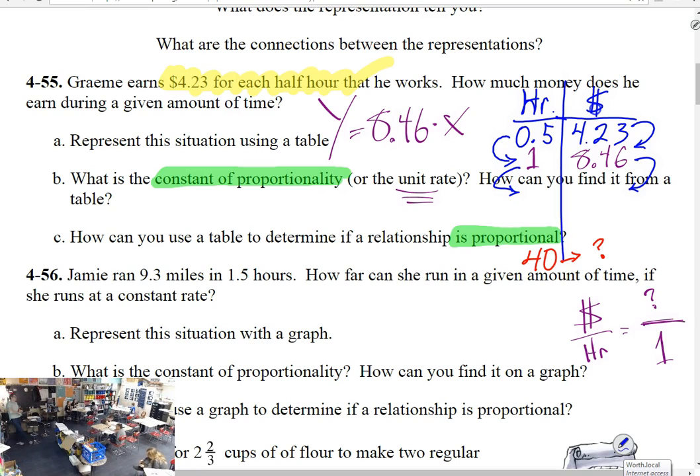What else tells me it's proportional? There's got to be one other thing, because this nice going up could happen when it's not proportional. Think about the graph. What two things did the graph need?